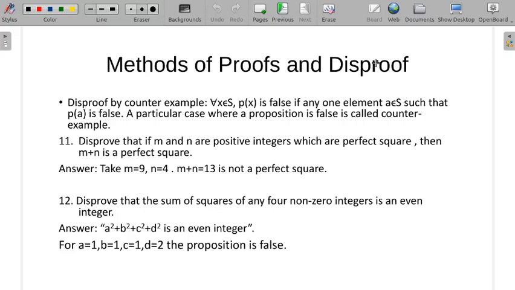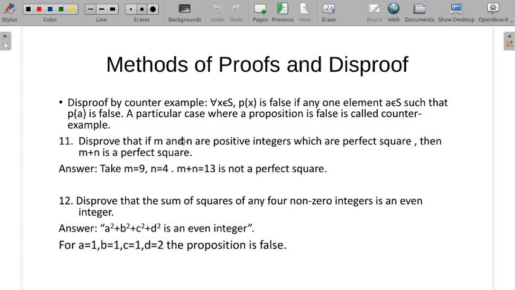Disproof by counter example. The first was disproof by contradiction, where we showed that P conditional Q is false. Now another one is disproof by counter example. You have a proposition, you give a counter example, and say that this proposition is false.